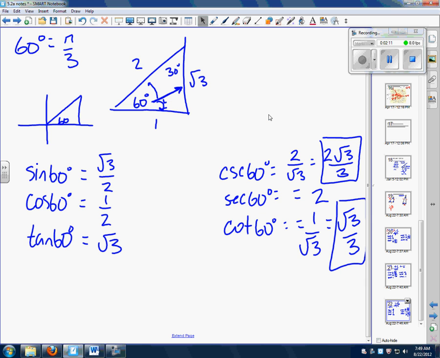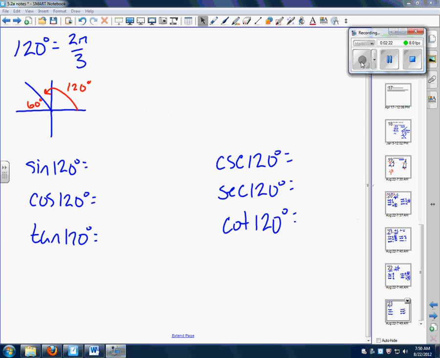Okay, quadrant 2, we're going to go a little bit quicker. And we're going to talk about how we know whether things are positive or negative. But it's the exact same idea as quadrant 1. So the next stop would be 90 degrees. But that's right on the axis, and we've looked at those before. So there's no real triangle there. Okay, you just use 1s and 0s.